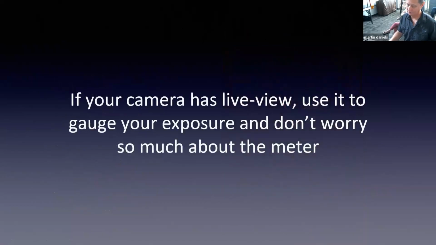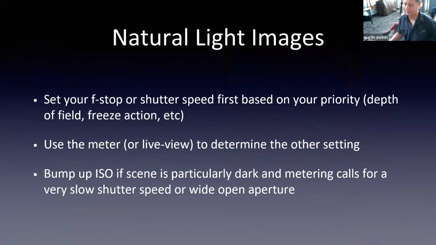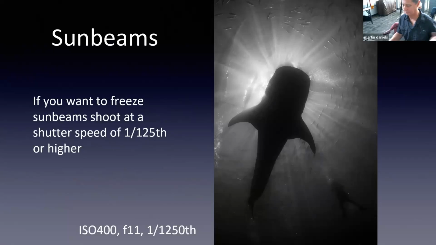And if you have live view on your camera, you can just adjust it with the live view and make sure that blue water looks good, okay? You don't have to worry about that little meter. I still use meters. So for natural light images, you want to set your f-stop or shutter speed first based on your priorities. Do you want depth of field or do you want to freeze action, what have you? You set one of those first, and then you use a meter or live view to determine the other setting to get that proper blue water, okay? And if it's particularly a dark scene, you can bump up your ISO, okay? I mentioned sunbeams, a minimum of 1/125th of a second to freeze the sunbeams.